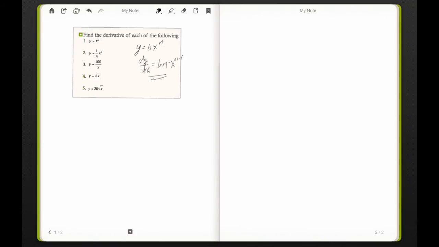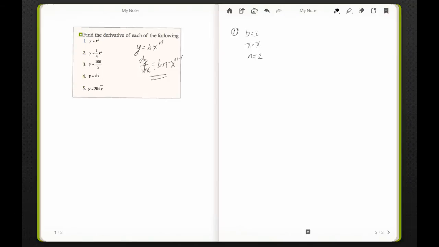So if you're not used to this, this is what I suggest you do. Let's start with the first one, y is equal to x squared. I'm going to define b, I'm going to define x, and I'm going to define n, and then plug it back into my equation. My b here, the coefficient in front of the variable, is 1. x in this case is x, and n is equal to 2.